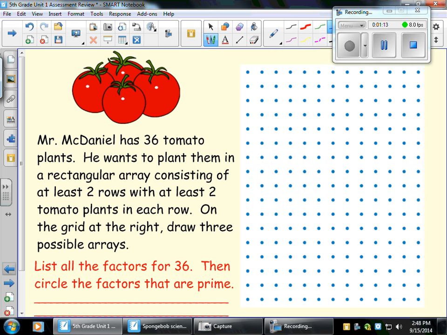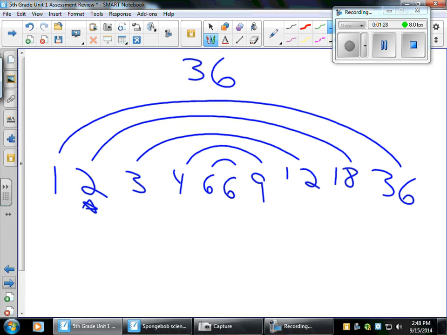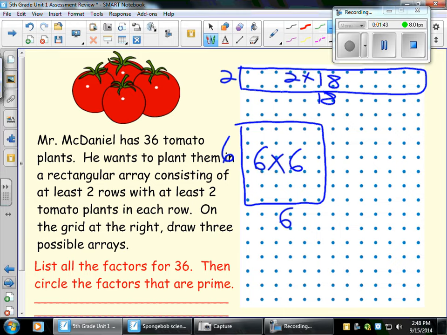I don't even know if I have enough room. So I have 2 here. Let's say I have 18 all the way across. I know that's not right, but 2 and 18. 2 times 18 will be 1 array. Let's pretend that is 18 across. Another one would be, let's do 6 times 6. I can show this one correctly. 1, 2, 3, 4, 5, 6. 1, 2, 3, 4, 5, 6. Go up. 6 times 6.